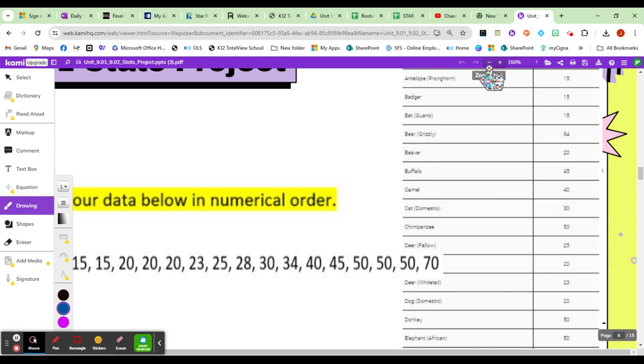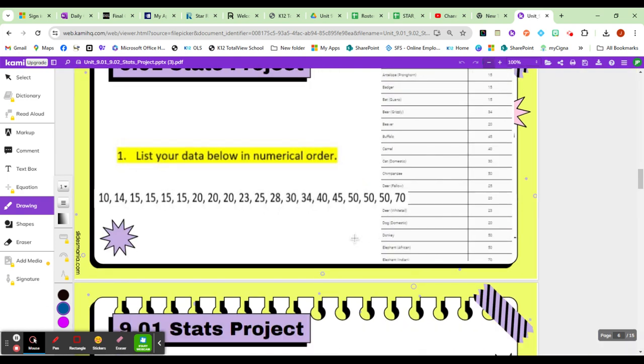Okay, I'm going to minimize this so we can see the whole screen. And number 1 says you must take the 20 data values that you either found from the internet or you made up, and you must put them in numerical order. That means smallest to largest. You could also put them largest to smallest. I like to go smallest to largest. So I took those 20 numbers and I listed them out. You can't just copy and paste from the internet, unless those numbers are already in numerical order. You would have to type them out. Make sure you have 20 of them. That's what number 1's asking you to do.